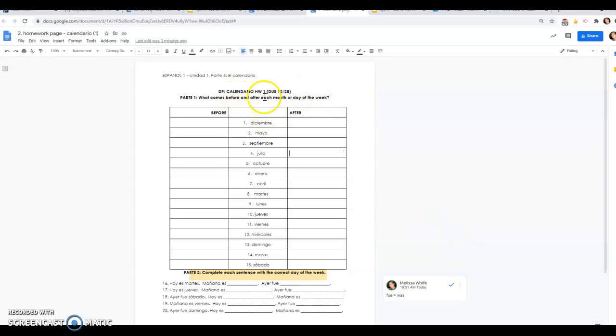DP Calendario Homework 1. This is due on October 28th. How to do the homework.